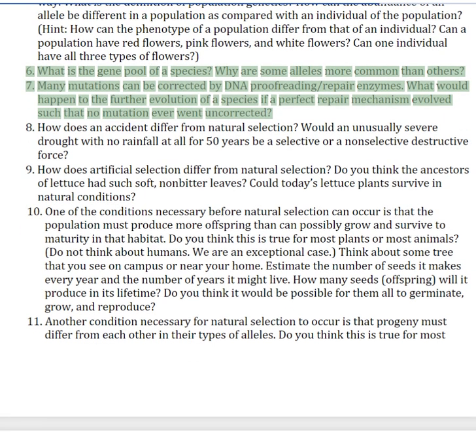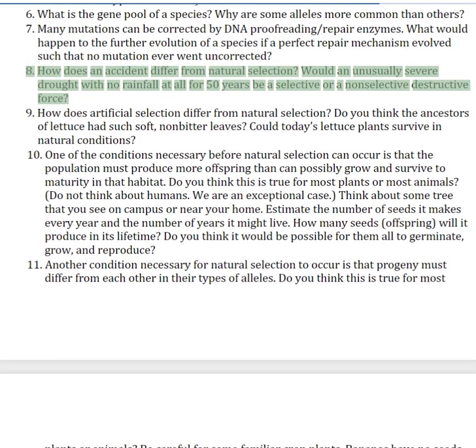6. What is the gene pool of a species? Why are some alleles more common than others? 7. Many mutations can be corrected by DNA proofreading repair enzymes. What would happen to the further evolution of a species if a perfect repair mechanism evolved such that no mutation ever went uncorrected? 8. How does an accident differ from natural selection?